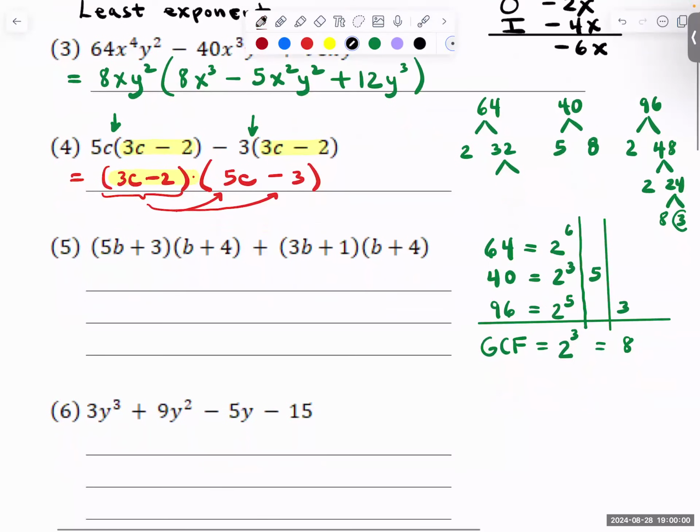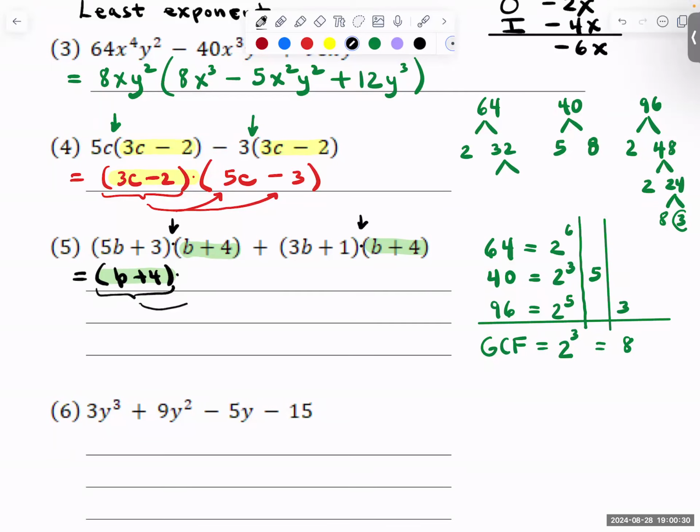Number 5. This is the sum of two product terms, and both product terms contain b plus 4 as a common factor. So we can factor out b plus 4 as the first step. B plus 4 in parentheses is going to distribute. And we're going to use a bracket here because the 5b plus 3 is in parentheses. So just not to have so many parentheses, we'll use a bracket.